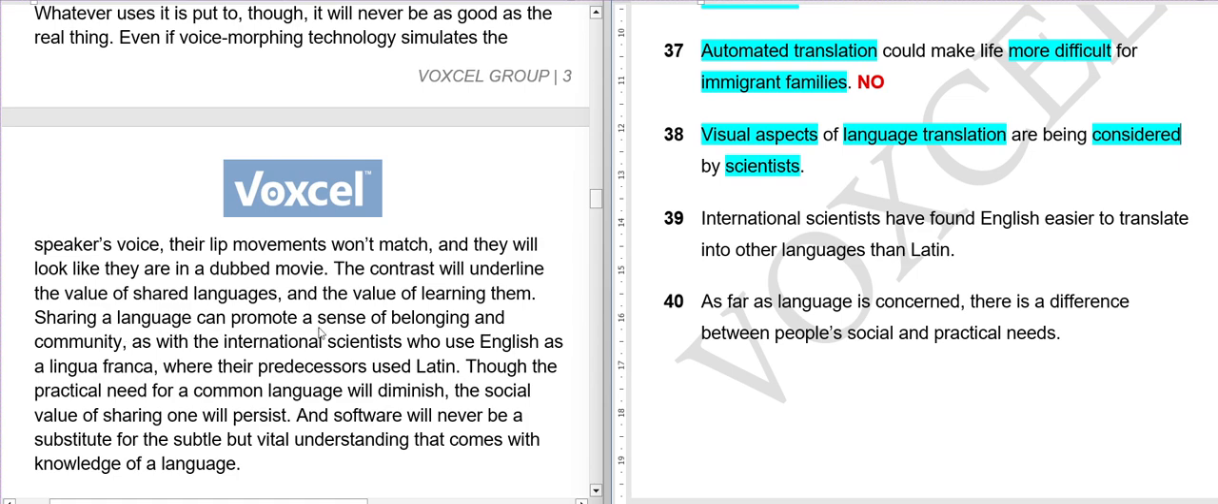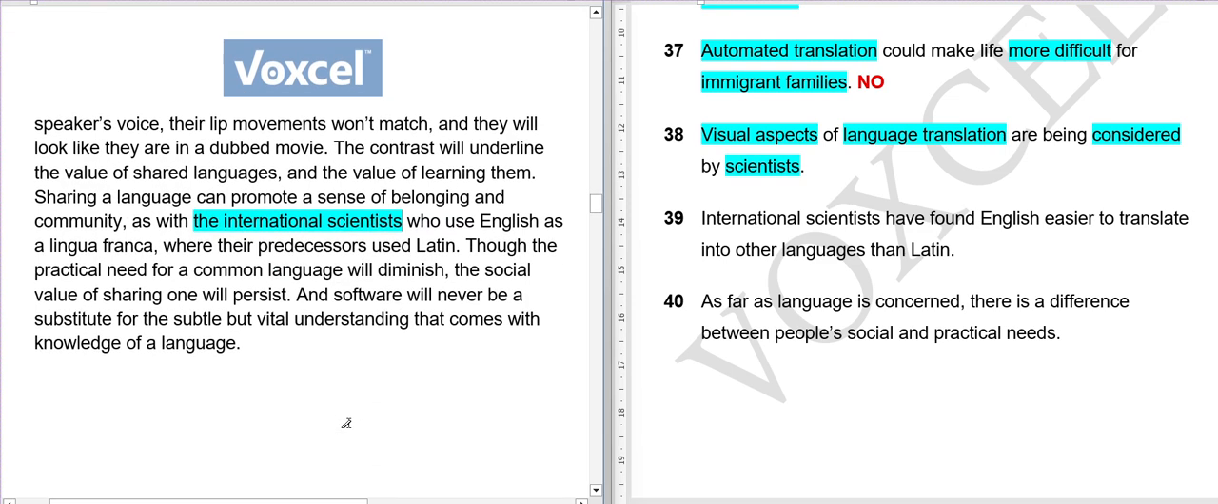The contrast will underline the value of shared languages and the value of learning them. Sharing a language can promote a sense of belonging and community, as with international scientists who use English as a lingua franca where their predecessors used Latin. Though the practical need for a common language will diminish, the social value of sharing one will persist, and software will never be a substitute for the subtle but vital understanding that comes with knowledge of language.